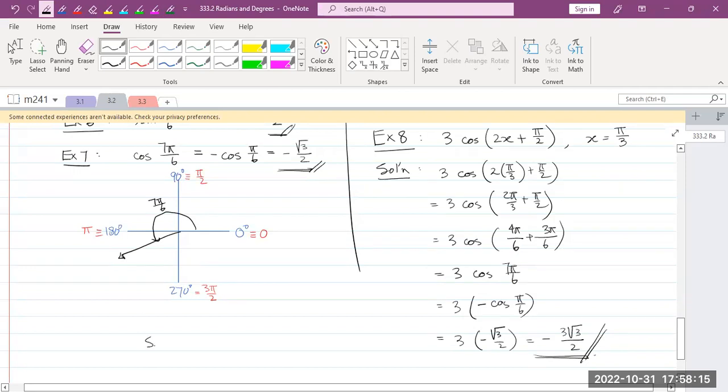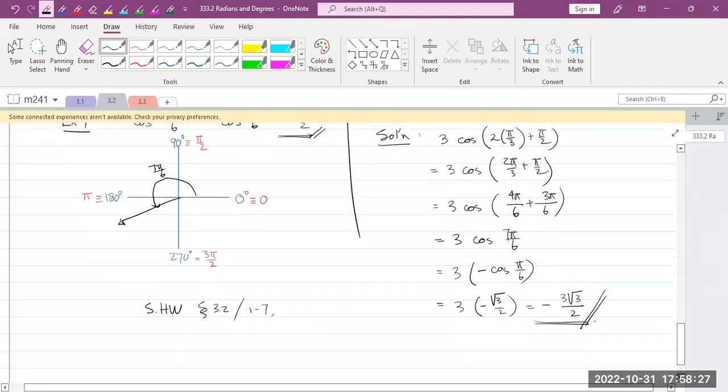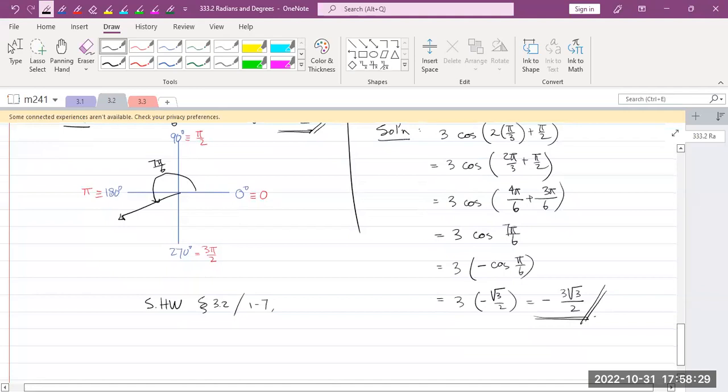Your suggested homework for section 3.2 will be number 1 to number 7. I think that one is easy. That one is just a further practice. Take a look at 11 to 21 and then 31 to 63. Okay, that's the suggested homework.